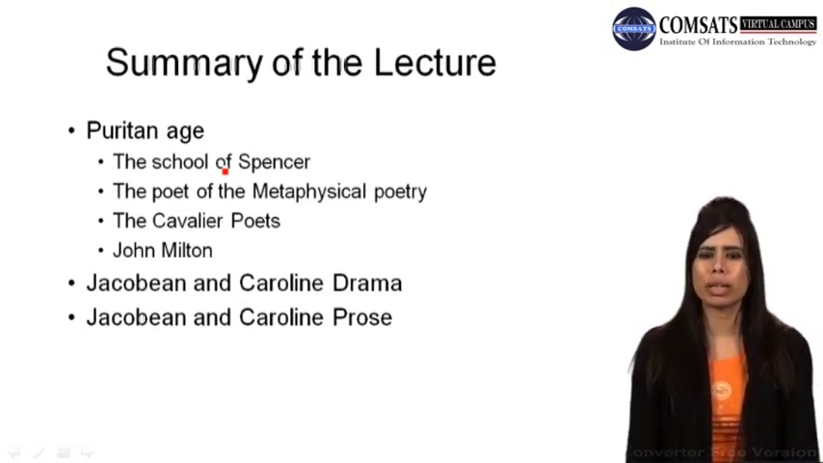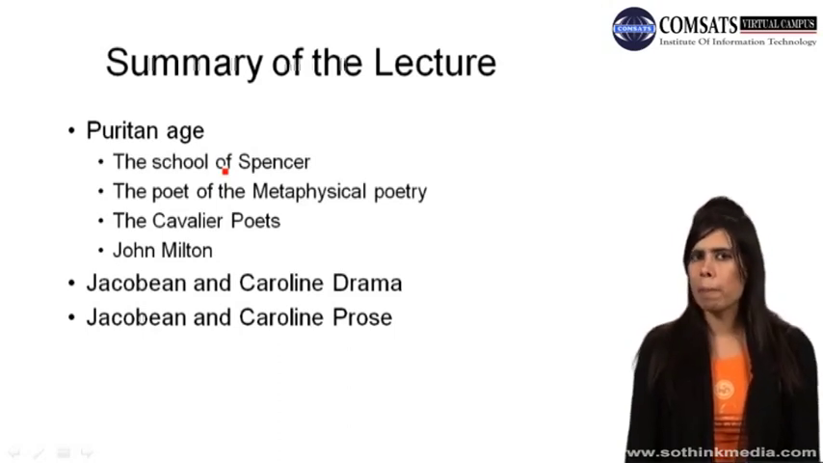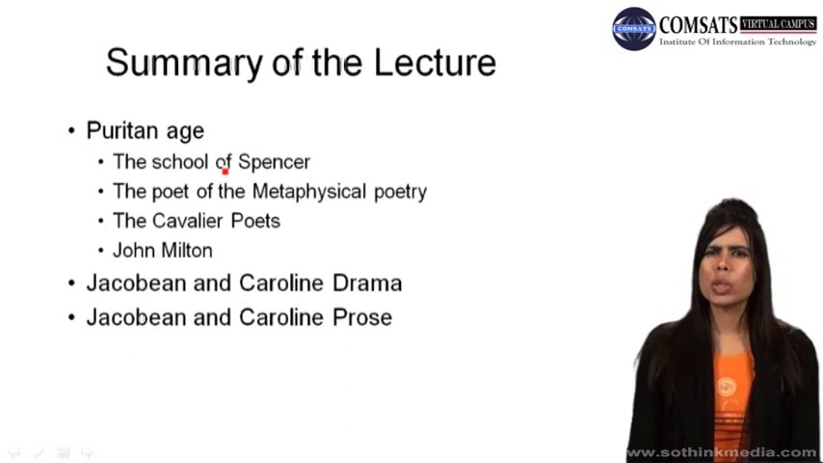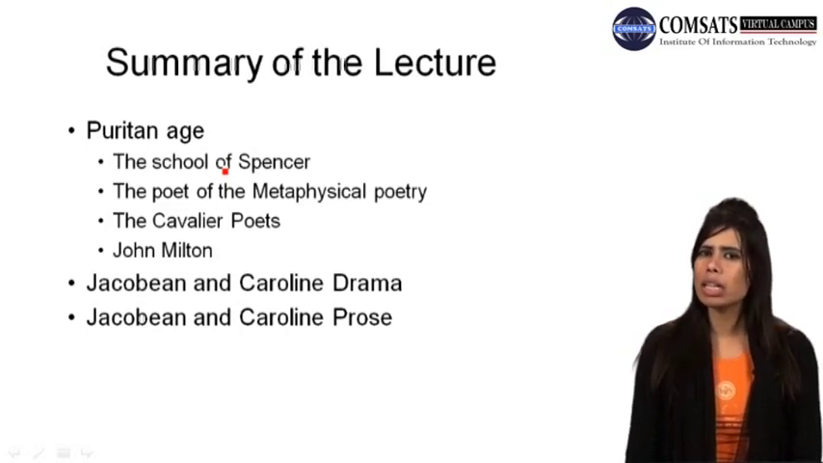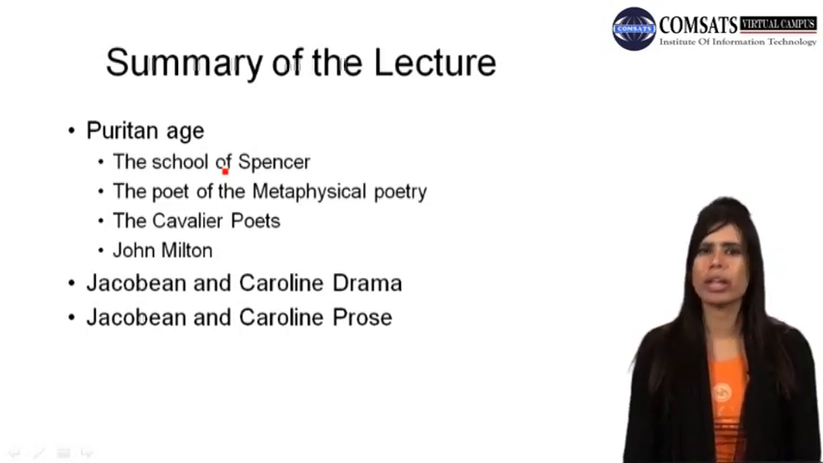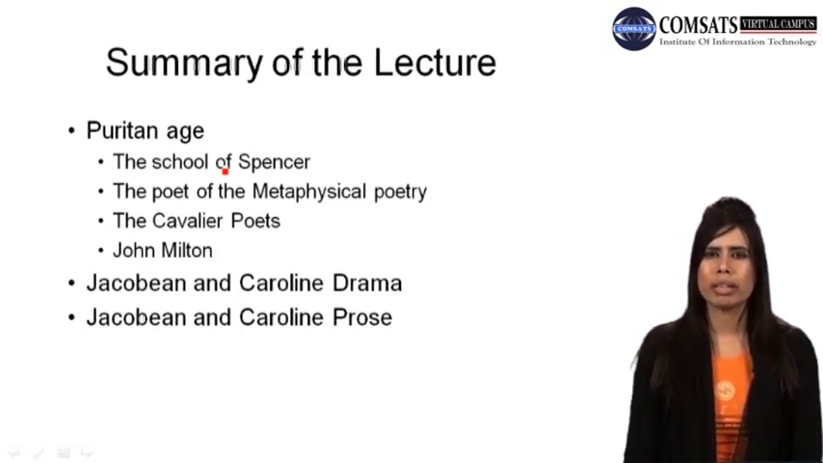So my dear students, here you can see the last stage which we have covered today, that is the Puritan Age, and that is the first half of the 17th century as well. And you can see the influence of Spenser on this age, and then we talked about metaphysical poetry. That is entirely a new concept, and that was introduced in the 17th century. And then we focused on Donne, who is a metaphysical poet, and then we moved towards Cavalier poets, and Ben Jonson is the prominent figure, and then John Milton.